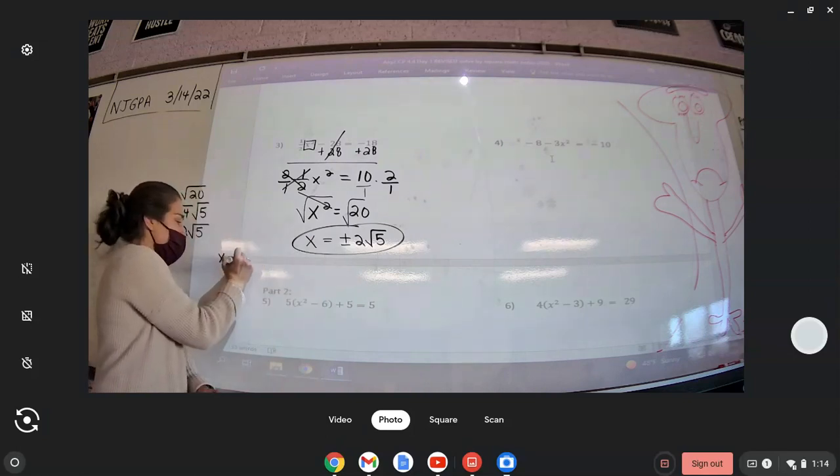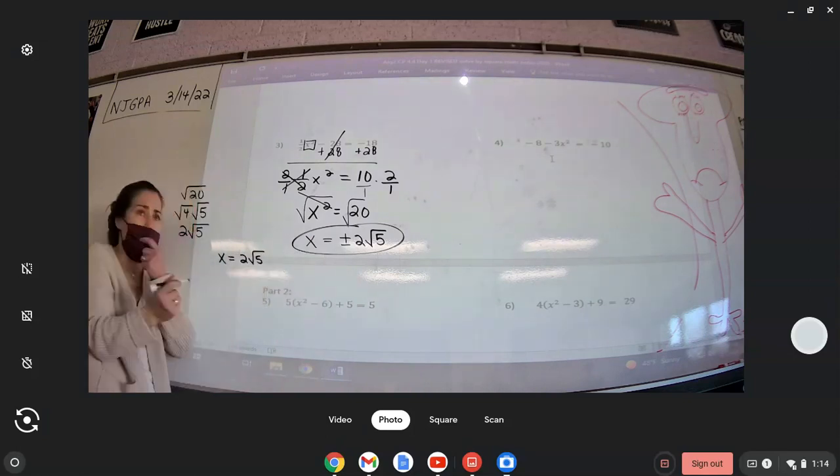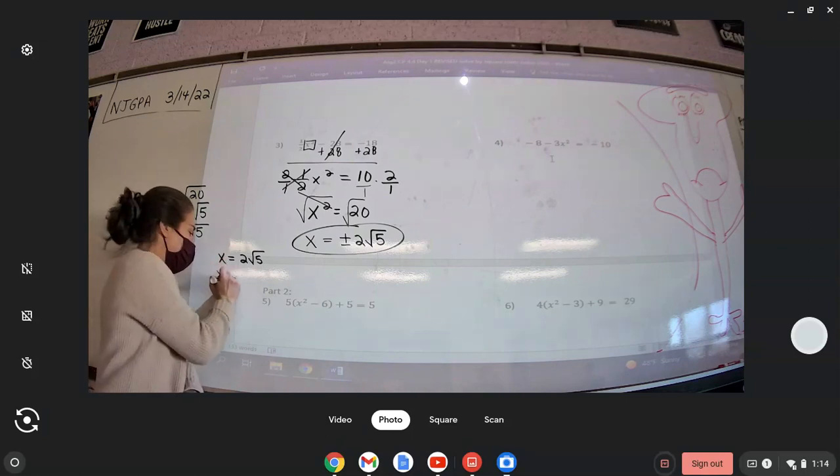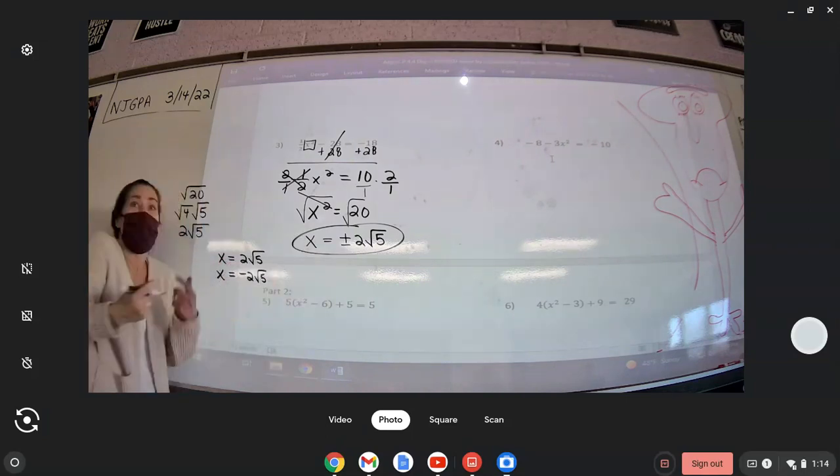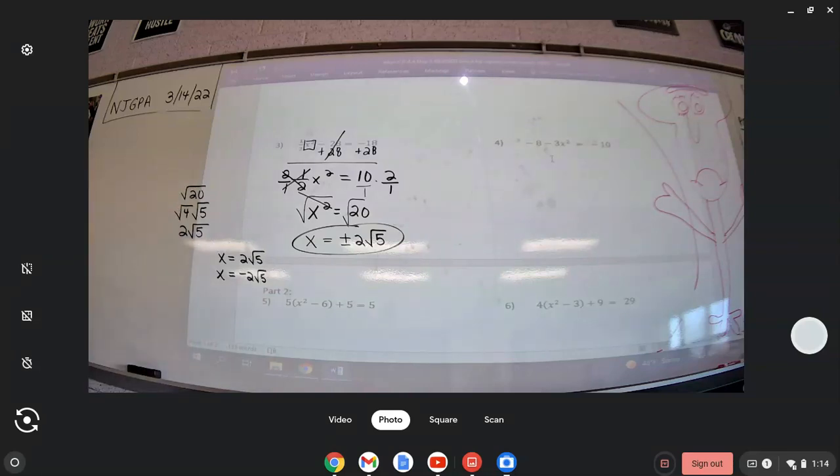So one answer is positive 2 times the square root of 5, an ugly decimal. And the other answer is negative 2 times the square root of 5, which is another very ugly decimal. All right, so you're not going to get the prettiest answers here. And this means that this would not be solvable by factoring, since look at your answers, 2 times the square root of 5. You would not be able to factor that nicely.